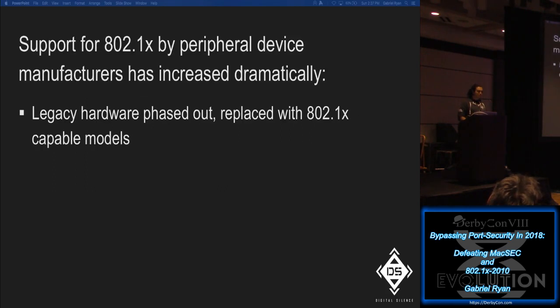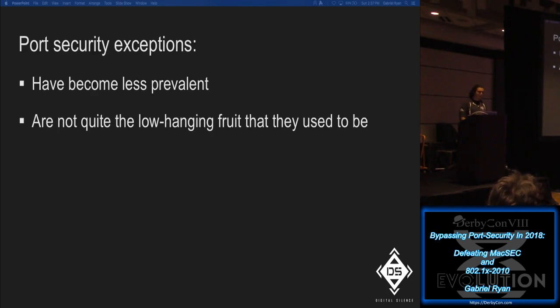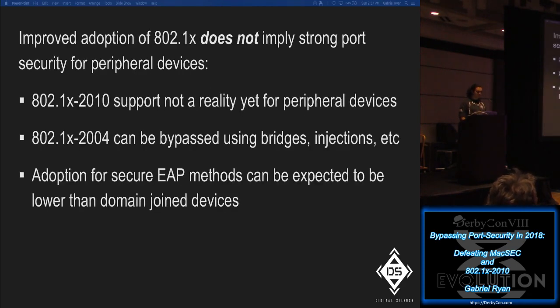In fact, if you want evidence of this, you can go online to Newegg or whatever, and I'm sure that for every single manufacturer of, let's say, office scanners, you'll find at least one model that fits within an enterprise budget, or even just a small business budget, that supports 802.1x. It's becoming more and more of a thing. The result is that port security exceptions are becoming less and less prevalent, and they're not quite the low-hanging fruit that they used to be.